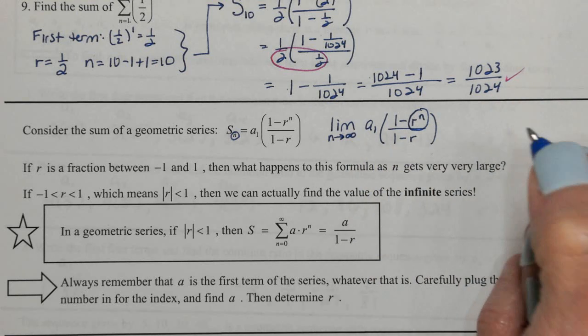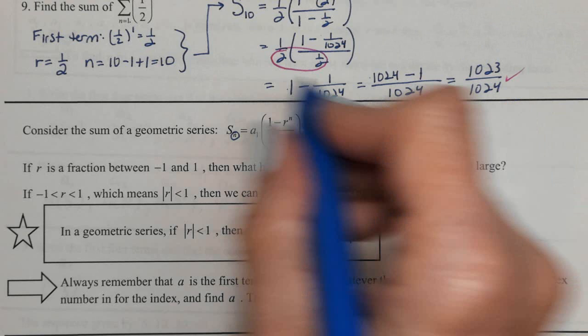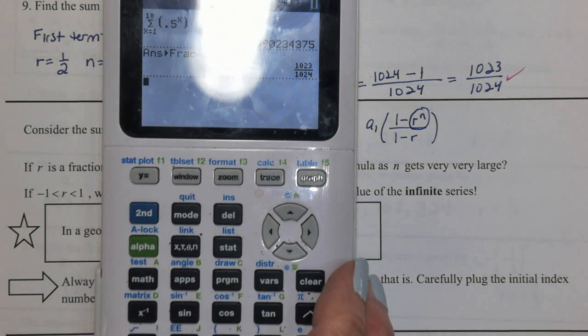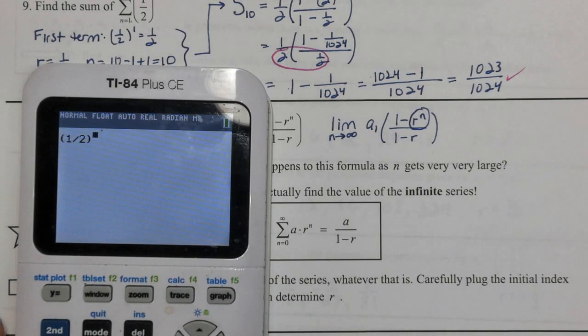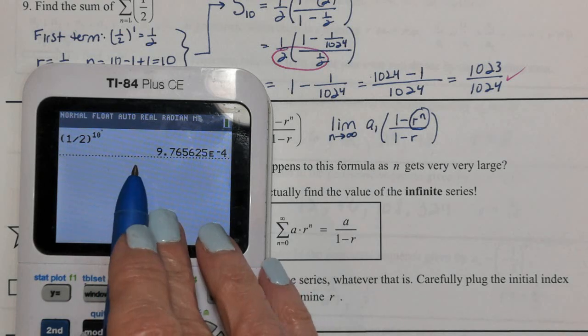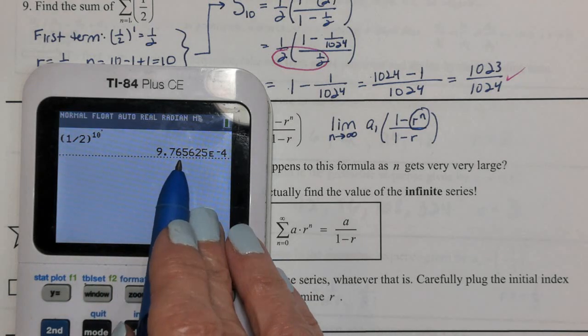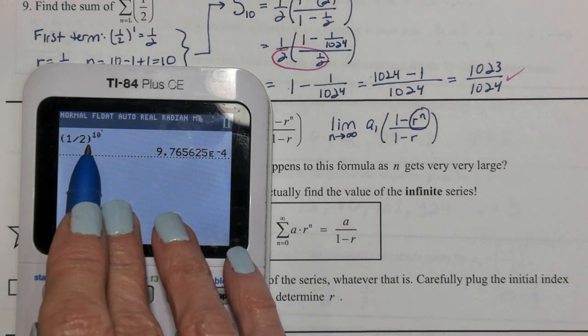It approaches 0. Think of 1/2 to a large number. If you take 1/2 to a very large number, even if I just do 10, look how small it is. That's 0.00097, and that was only with an exponent of 10.